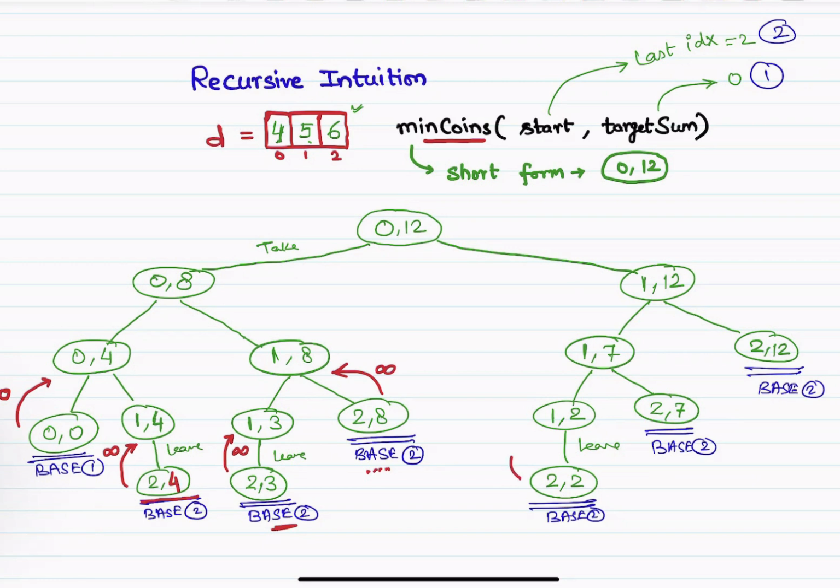Now here again, we are at index 2. We are looking for 2. 2 cannot be made. Put it infinite. Here also make it infinite. But this is an interesting case.